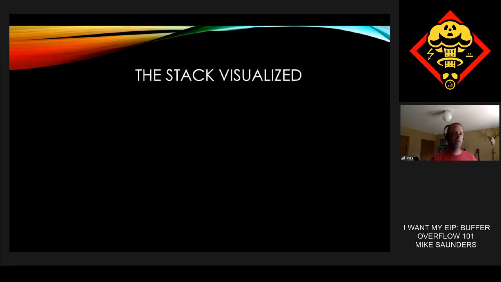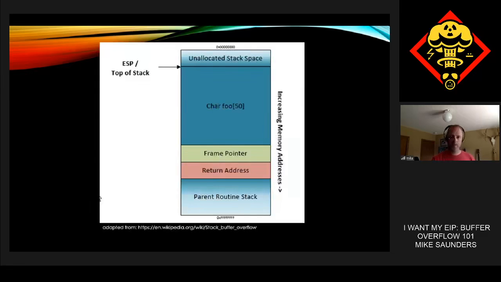So I'm going to give you a visualization of the stack. This isn't entirely accurate, but it's going to work for our purposes today. So this is an example of a stack. I talked about main, right? So if you think about your main routine, that would be the parent routine down here. And let's say we had a subroutine just called process. This is the process subroutine here. We've called process, and this is its memory space.